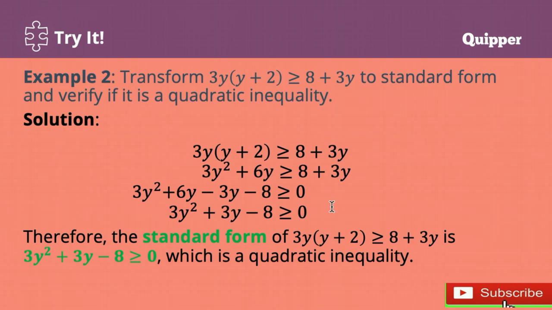Therefore, the standard form for 3y times y plus 2 is greater than or equal to 8 plus 3y is 3y squared plus 3y minus 8 is greater than or equal to 0. And of course, since the degree is 2, or the highest exponent is 2, and we are only using one variable, this is a quadratic inequality.